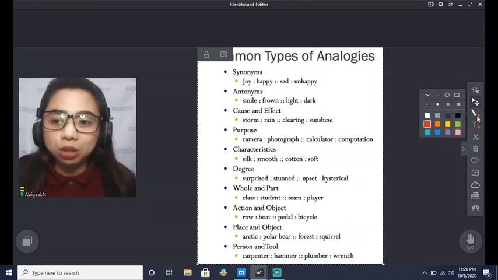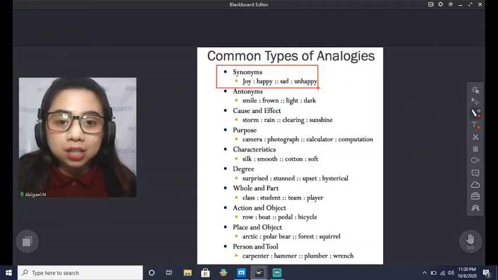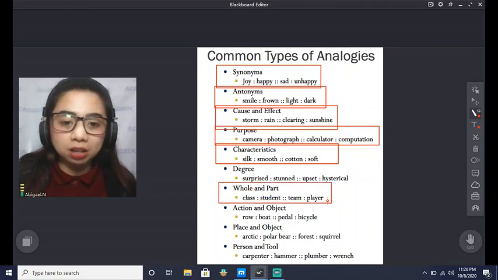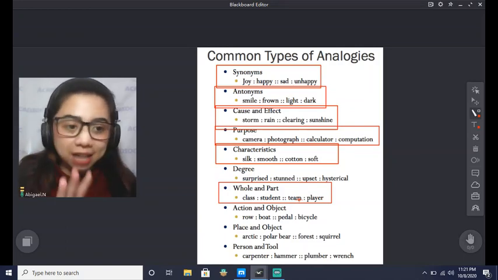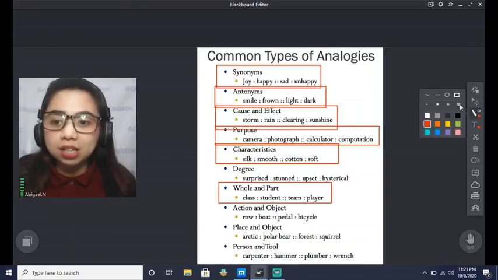We start with synonyms. As you can see, there are a lot of types of analogies here, but we're going to focus only on a few, such as synonyms, antonyms, cause and effect, purpose or function, characteristics, and whole and part, or part to whole. So we're only going to have six types of analogies. Let's start with synonyms.